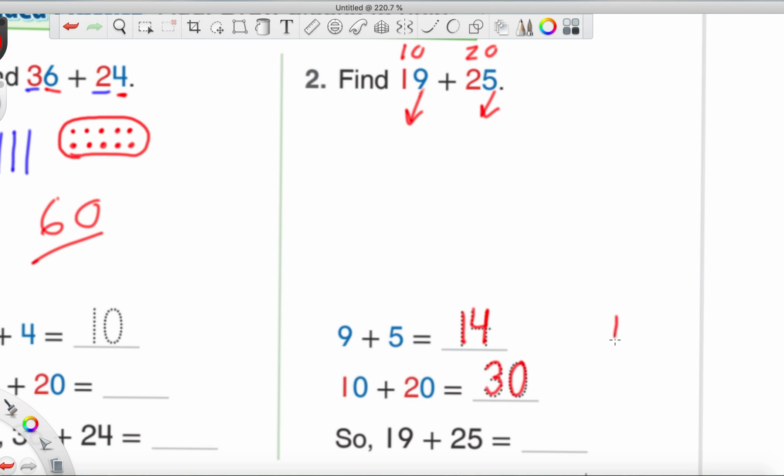And then you can rewrite them if you need to. I think it's a little bit easier if they're straight up and down. So 4 plus 0 is 4. And 1 plus 3 is 4. So our answer is 44. Now, if it's easier for you to draw a picture, that's fine. We can also do that.